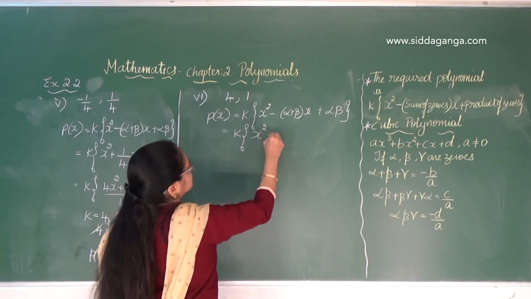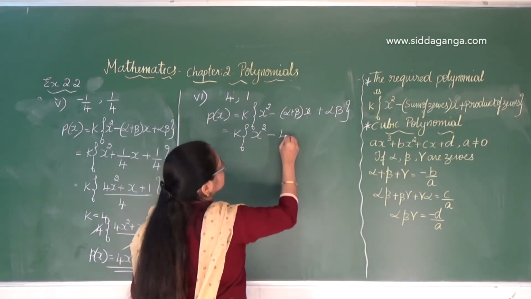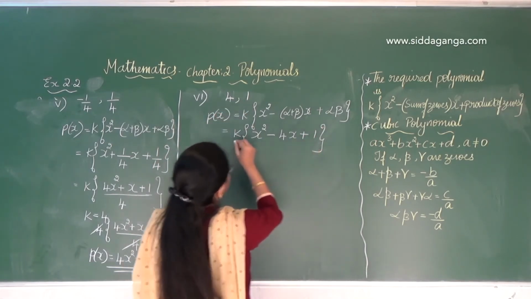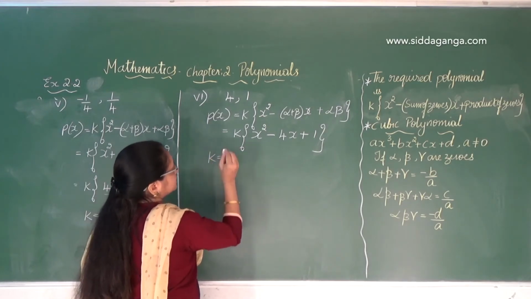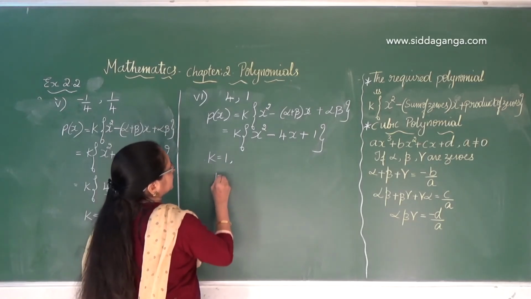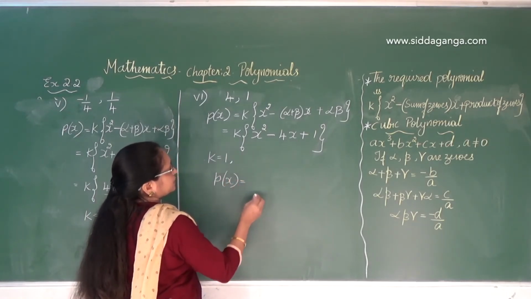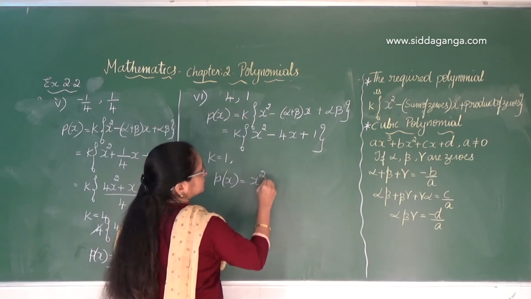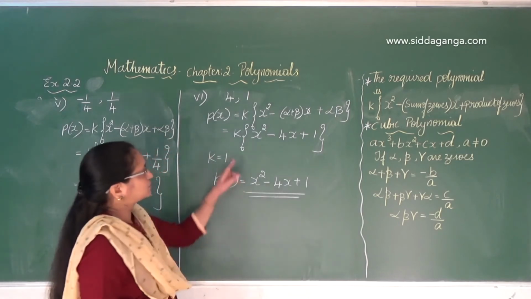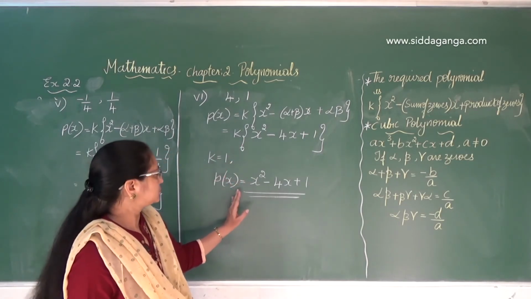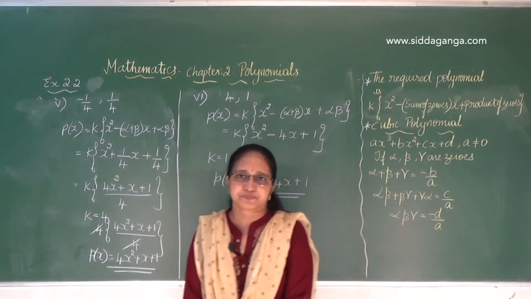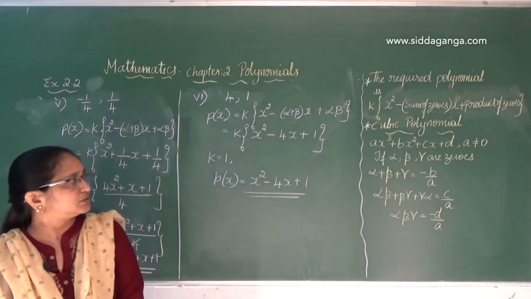Now, x square, sum of the zeros is 4, so minus 4x, plus here 1. If you put k is equal to 1, one such required polynomial will be x square minus 4x plus 1. So, if you take the value k as 1, then one such polynomial will be x square minus 4x plus 1. I hope you understood this exercise 2.2.